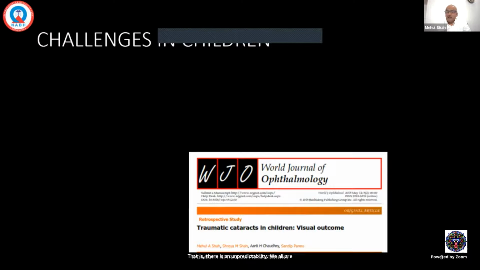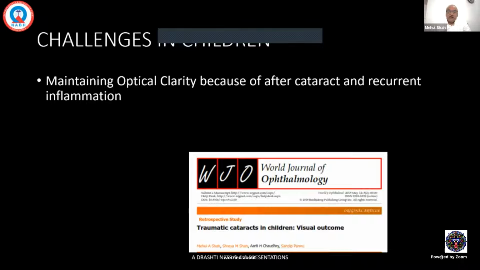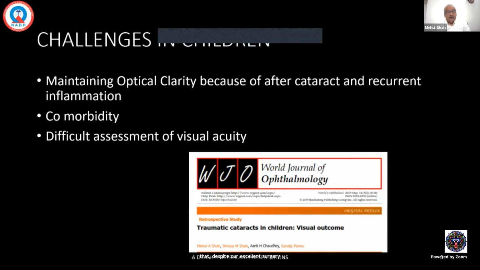There are certain challenges in younger children. Maintaining optical clarity is difficult because even after doing primary capsulotomy and vitrectomy, the patient may develop secondary membranes again and again because of recurrent inflammation. And if the child is under 5, there are chances that despite our excellent surgery, amblyopia will be an important factor. It is difficult to assess visual acuity every visit, and amblyopia may set in as the other eye is normal. If we do not manage amblyopia well, then despite all our efforts, vision may not recover.